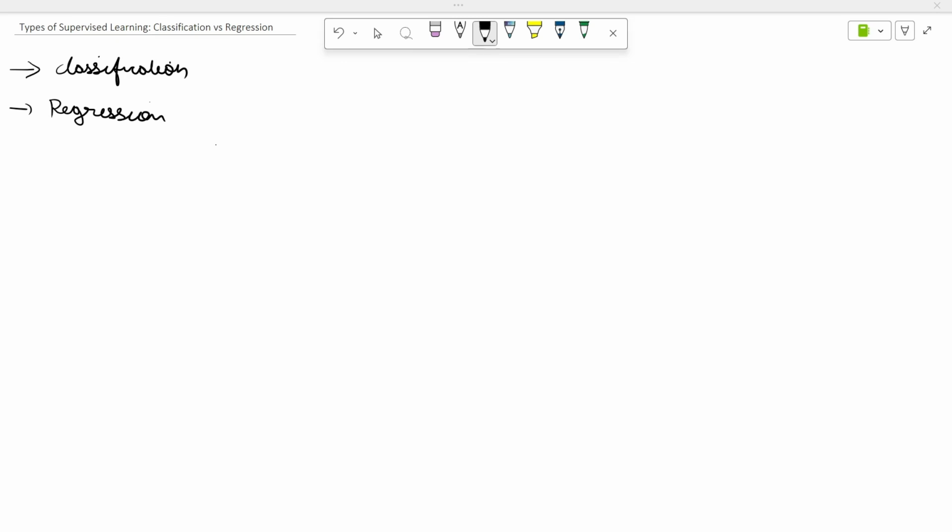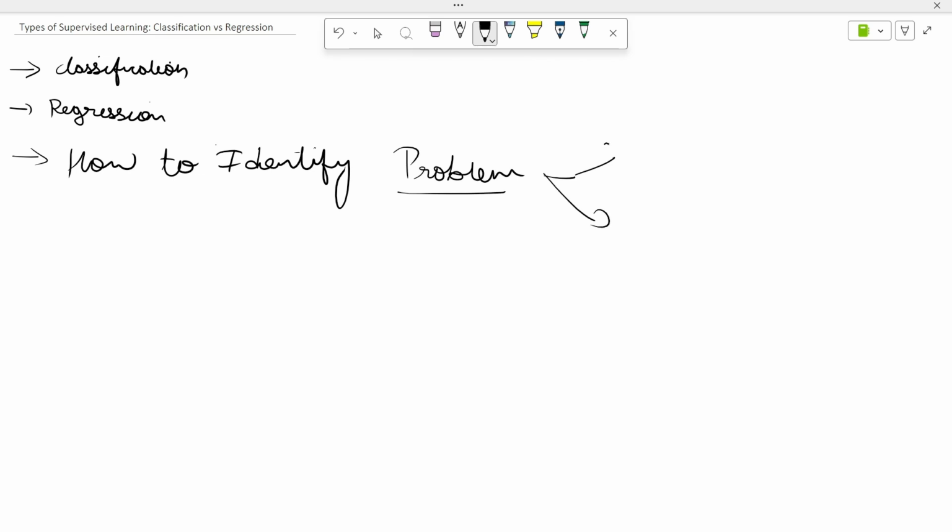In this lecture, we will understand types of supervised learning, classification and regression. We will also understand how to identify whether a problem is a classification or regression or something else. So we will identify what kind of problem it is.